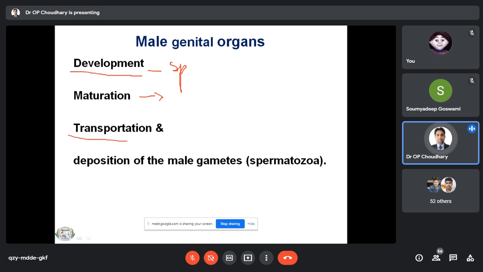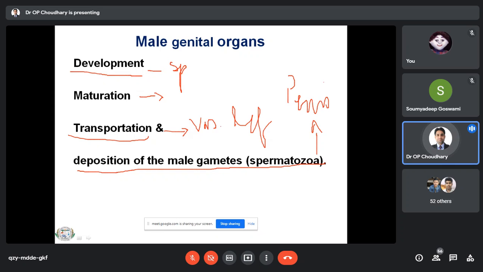So transportation is usually carried out by the vas deferens, also called the ductus deferens. You have already studied this in the 12th standard, I think. And the deposition of the male gametes, that is spermatozoa, in the female genital tract is by the penis. So these are the different male genital organs.